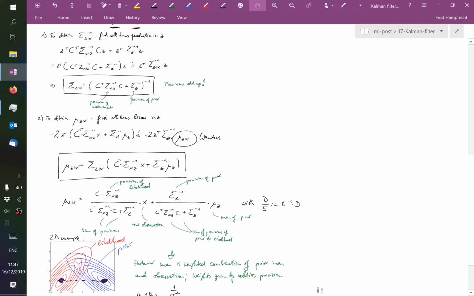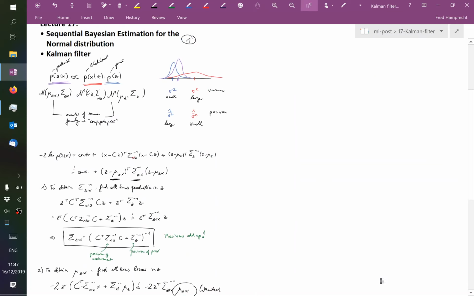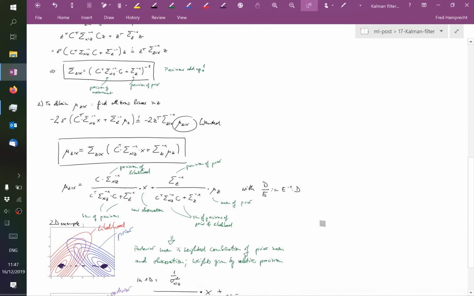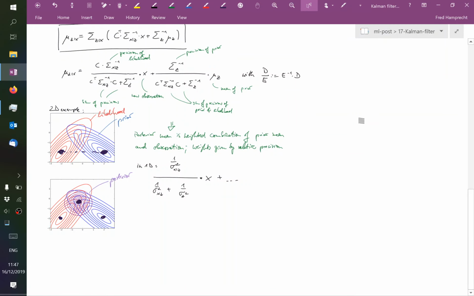So what have we done? We were just interested in, if this is normal, if this is normal, what are going to be the parameters of the posterior. We've found them by matching coefficients, and we've seen examples in this case in a 2D example. Any questions?